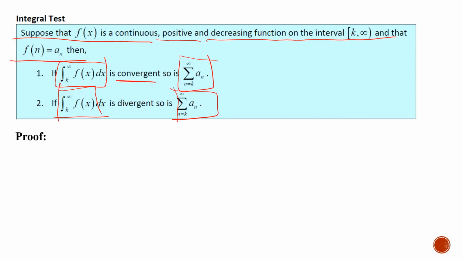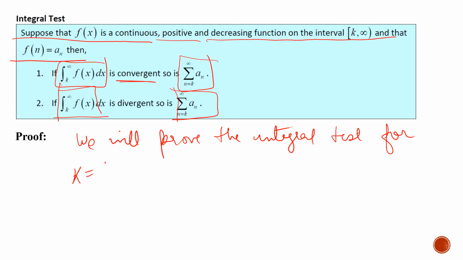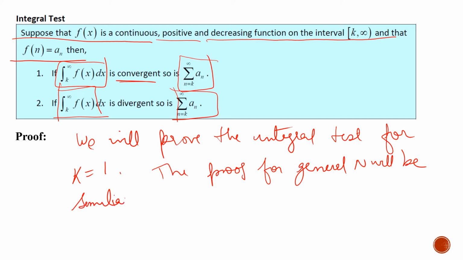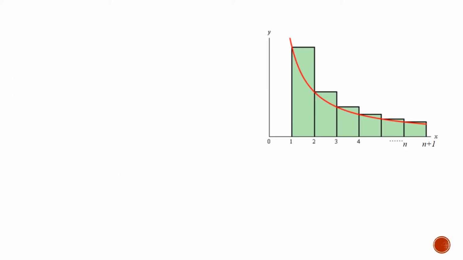To prove this, we will prove the integral test for k equal to 1, and the proof for general n will be similar. So let us see the proof. We will consider that this f is continuous, positive and decreasing on this interval, and we will prove this particularly for k equal to 1, and similarly the proof will follow for general n. So let's start the proof.